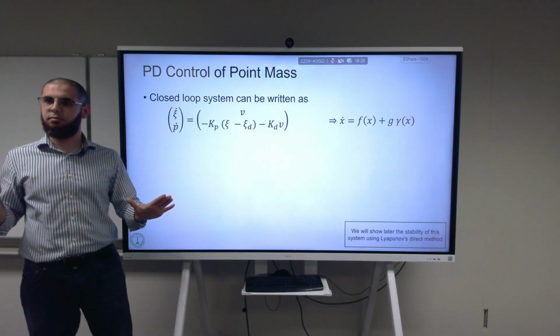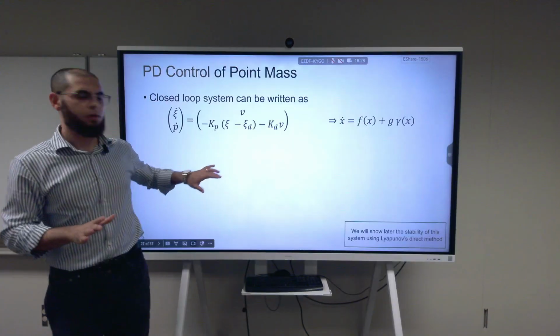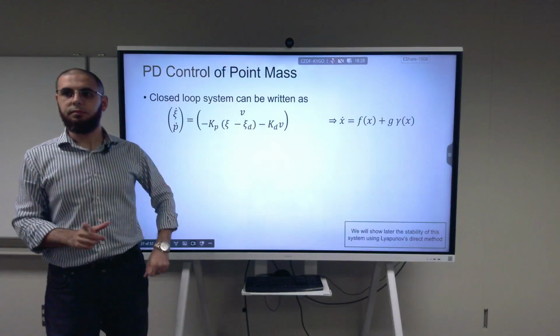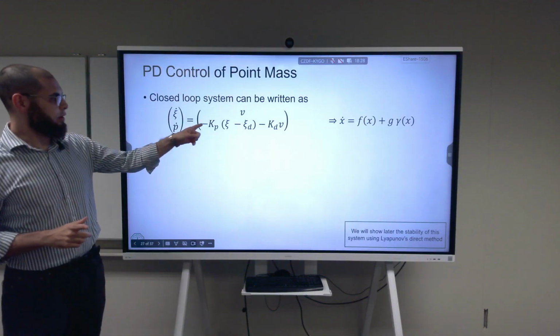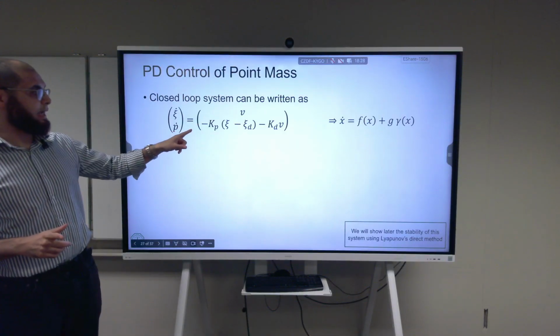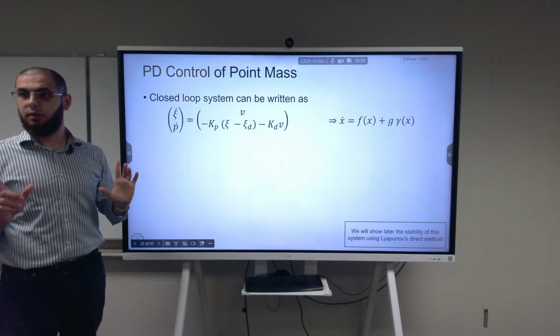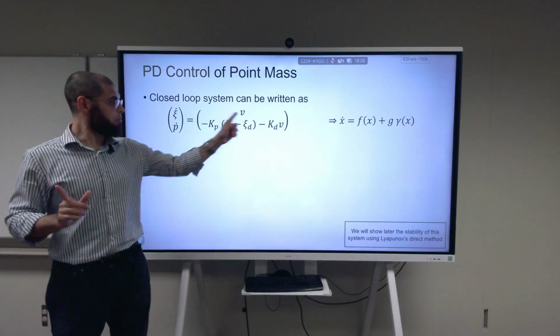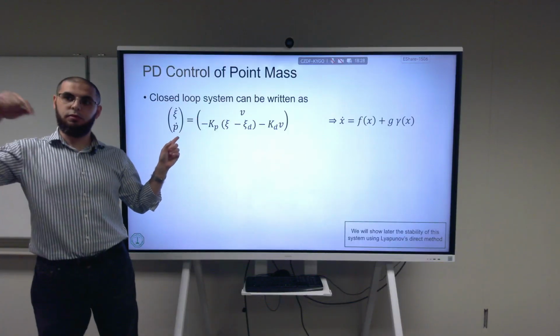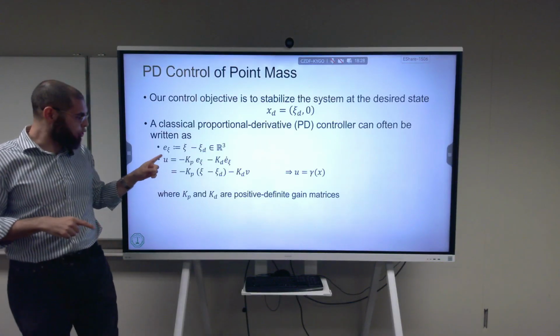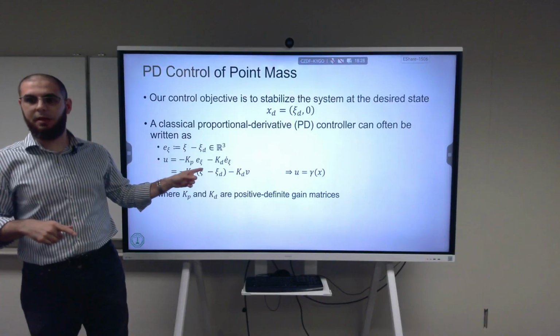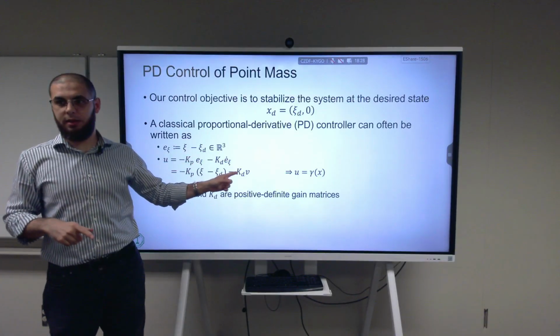Any questions? I have a question here: why do you have a negative sign for the gains? The gains are positive, and the minus sign is in the controller itself. We say the controller is equal to minus kp multiplied by the error, minus kd multiplied by the error dot.